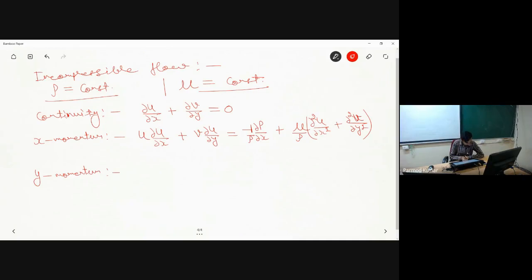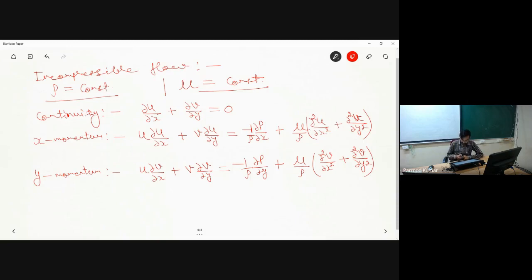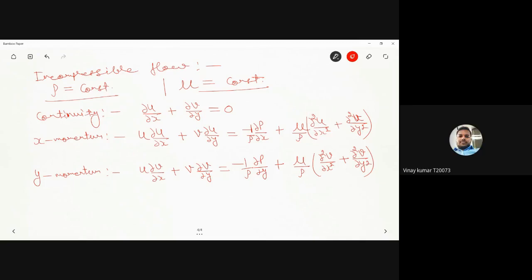What about y momentum? Please tell me y momentum. It will be u del v by del x plus v del v by del y is equal to minus 1 by rho into del p by del y, plus mu by rho bracket del square v by del x square plus del square v by del y square. Is it correct? Yes, sir. Okay, fine.